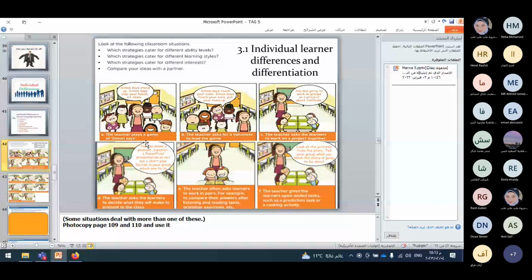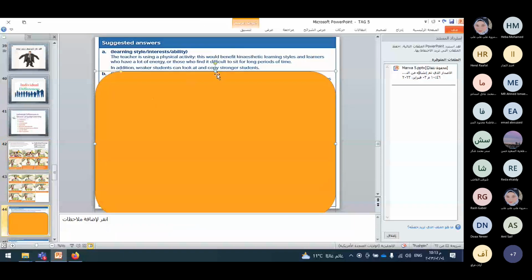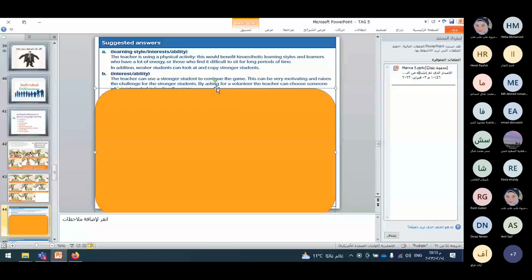Okay, ability level also. Let's check your answer. I appreciate it. Let's see, interests and ability. If it's a bit different from your answer, let's read it and see why. Let's try to understand it.